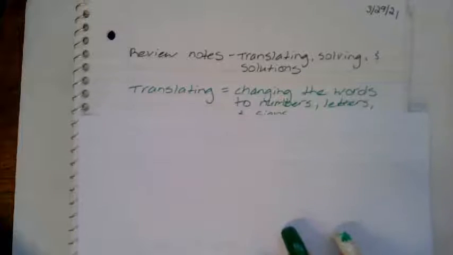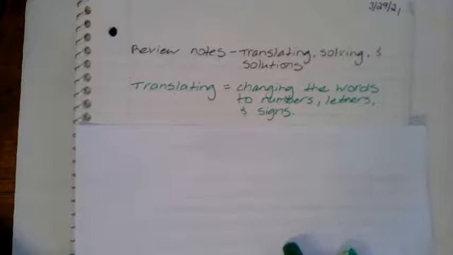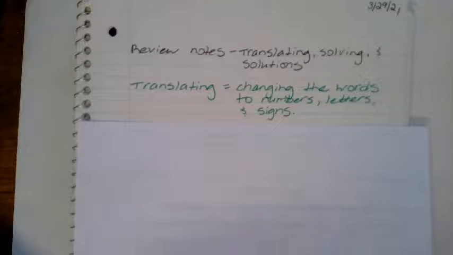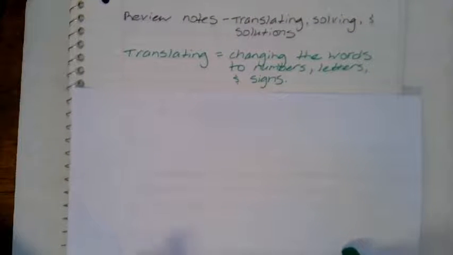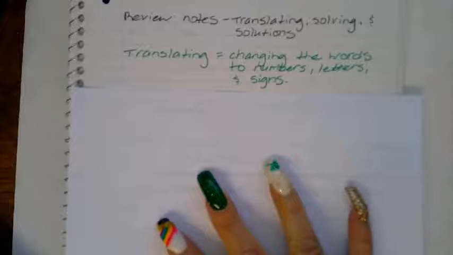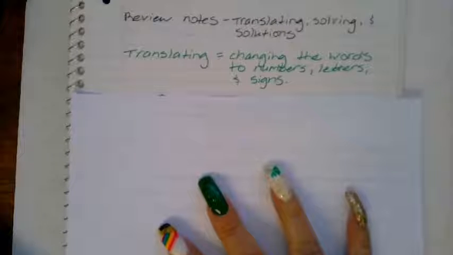And then let's look at this. The first thing I want to talk about is that translating that we've been doing. Remember, translating is changing the words to numbers, letters, and signs. I'll show you an example of that in a second, so go ahead and write that down. Translating is changing the words to numbers, letters, and signs. Feel free to pause anytime during this to write stuff down. I'm not going to pause on my end, so you go ahead and pause when you need to. So let's look at an example.